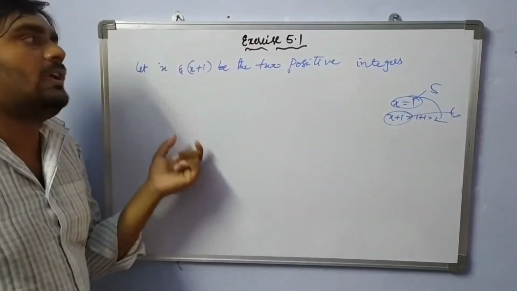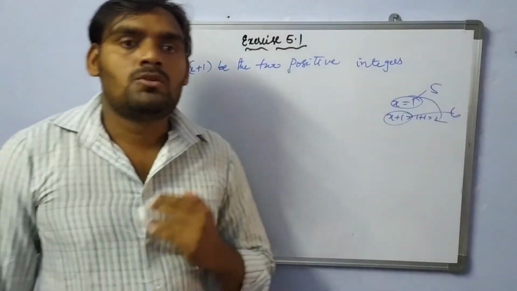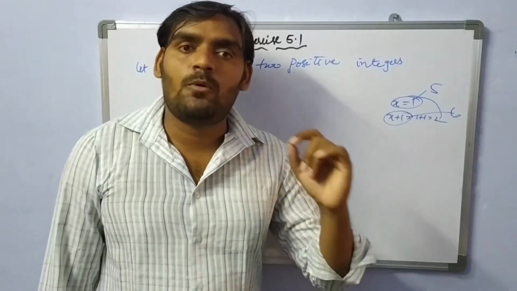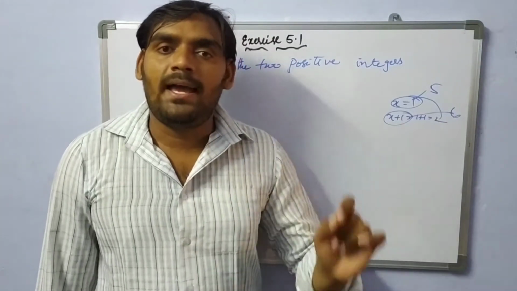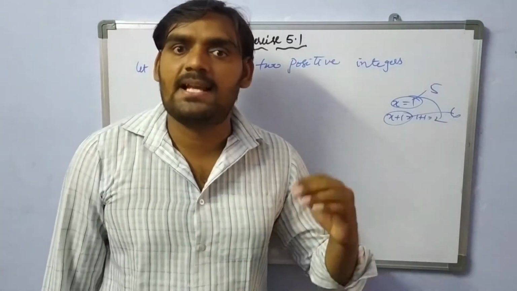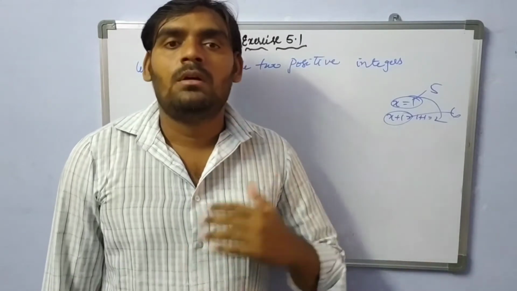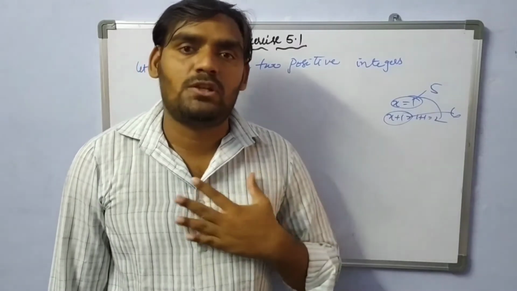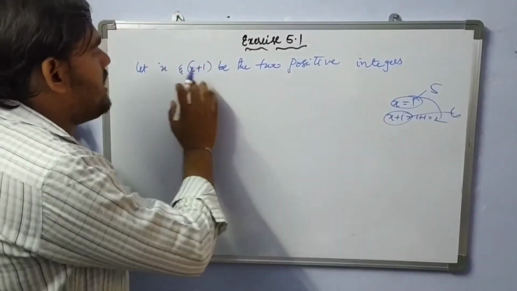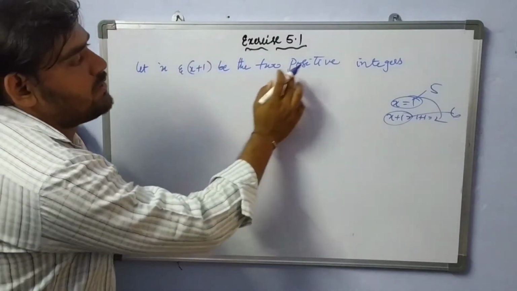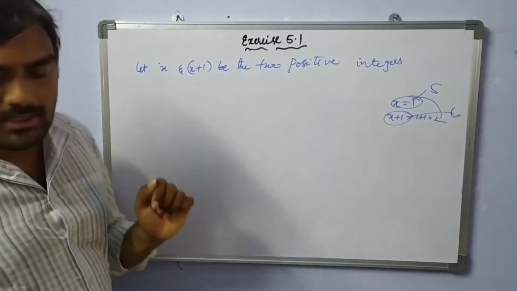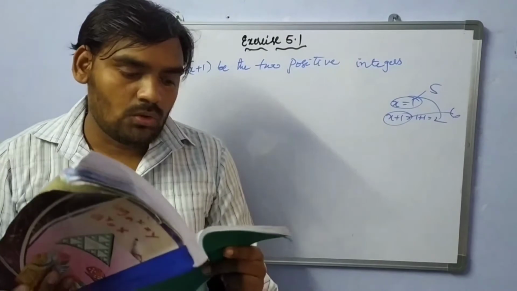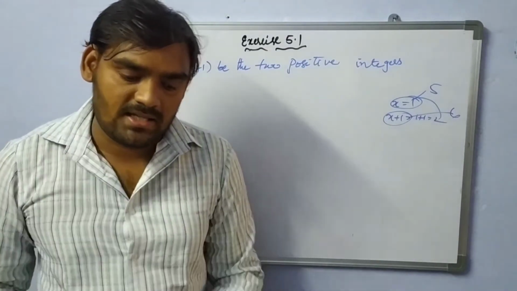So whenever we are going to assume consecutive positive integers, you need to assume x, x plus 1. For three, x, x plus 1, x plus 2. For four, x, x plus 1, x plus 2, x plus 3. Like that we need to assume. In this problem, I assume x and x plus 1 are the two positive integers. The product of these two consecutive integers is 306.